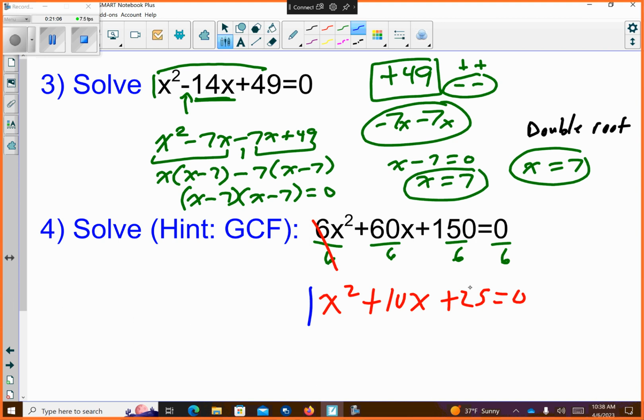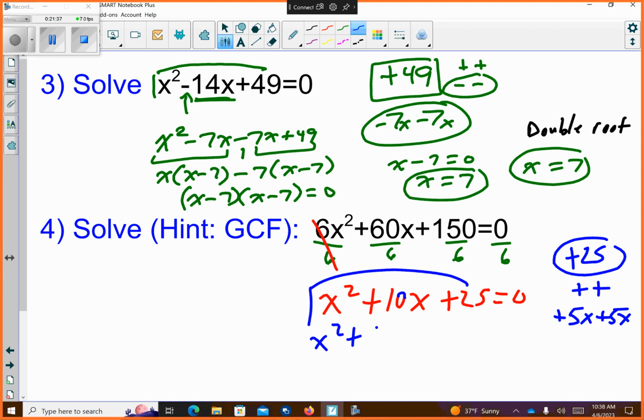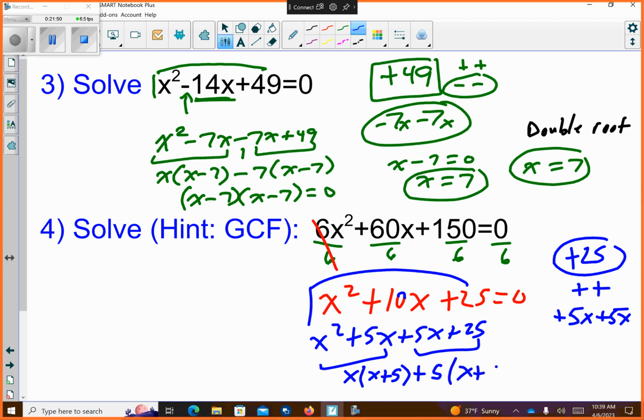Okay? Factor it. Positive 25. In order to get a positive number, both signs have to be positive, positive, or negative, negative. In this case, they're both going to be positive, positive, because everything's positive. So what factors of 25 multiply together, or would add together to give me 10? Yeah, so 5x plus 5x. If I add 5x and 5x, I get 10x. Factor out. Middle sign comes down. Factor of 5 out. Bring it up here. So I get x plus 5 and x plus 5.